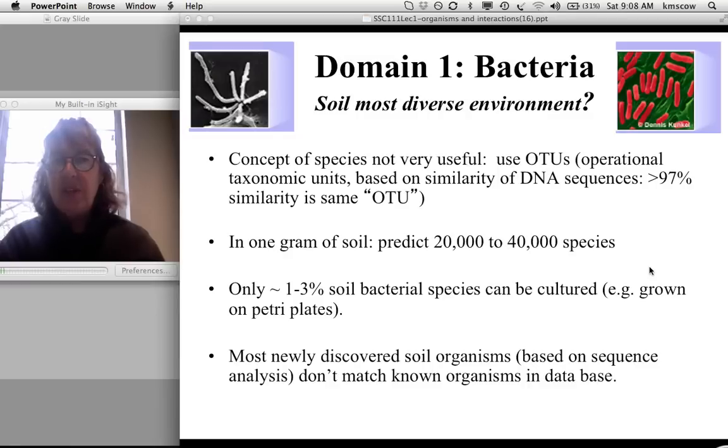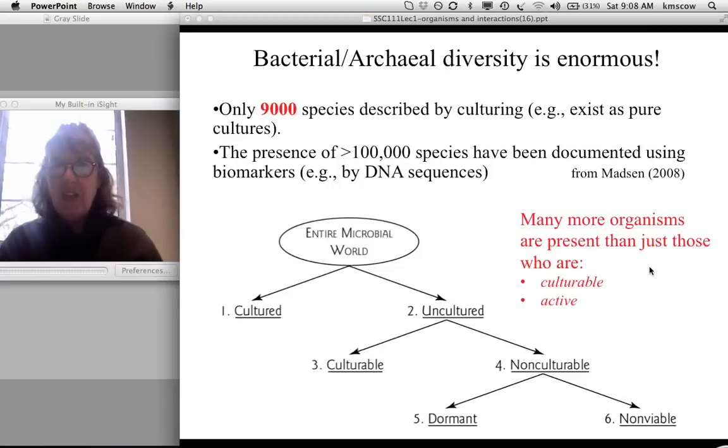We only know the tip of the iceberg, but this makes it really exciting for those of you who want to go into soil microbiology. There's so much new area to move around in and be free and make discoveries. Only about 9,000, maybe it's 10,000 now, species have been described, and a lot of these are pathogens, although it's getting better.